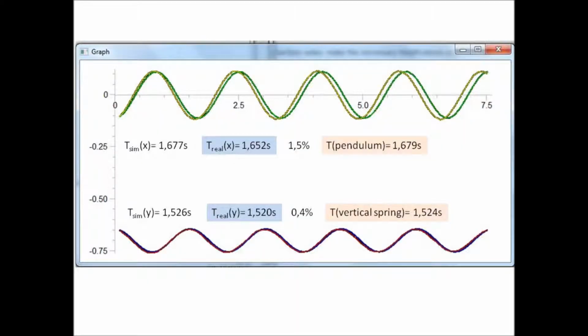As we can see, the periods in the y and x directions of the simulation are quite similar to the periods of the real movement. In fact, in the y direction there is only a 0.4% deviation, and in the x direction a 1.5% deviation. As can be seen, the horizontal period is quite similar to the expected period for a pendulum of 0.7 meters length, and the y period is very similar to the spring period.